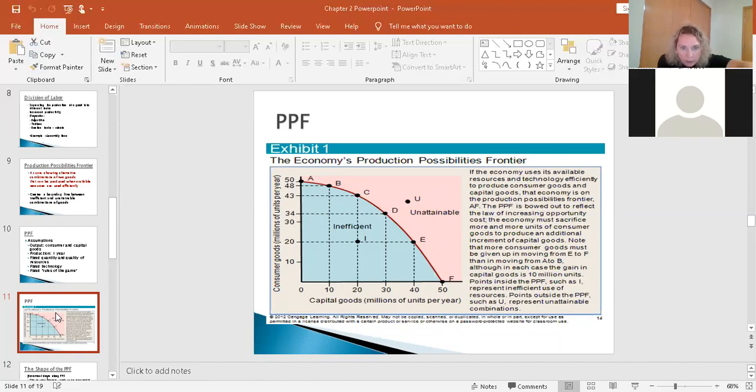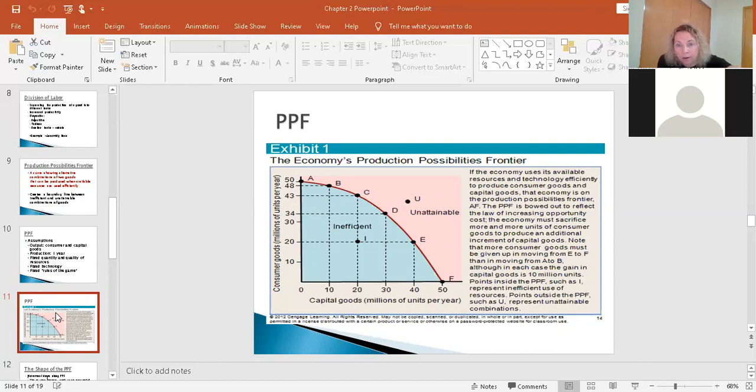If we look at point A, you can produce 0 capital goods and all consumer goods. You could do that. That would be perfectly efficient. Most economies don't do that because you do need capital goods, but it is theoretically efficient on the PPF, perfectly efficient use of resources, okay?